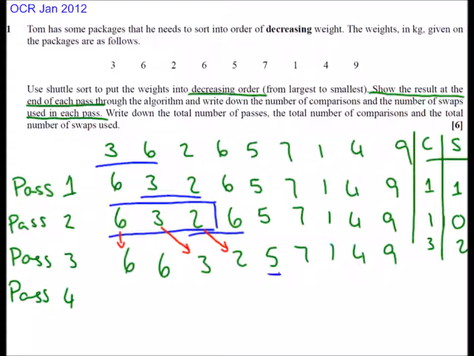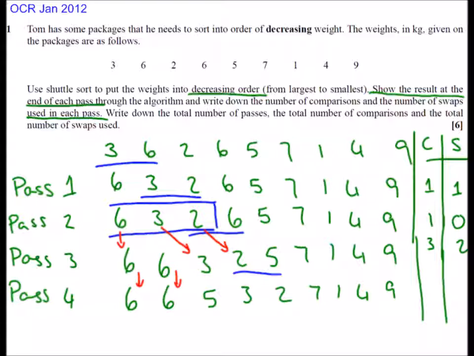On pass number 4, now we're going to compare our 2 and our 5. And again, we're going to move the 5 to the right place in the sorted list. So I know that that's going to be 6, 6, 5, 3, 2. And then everything else just stays the same. And then how many swaps was that? Well, our 6 stayed the same, our 6 stayed the same, the 3's moved, the 2's moved, everything else is the same. So that was 2 swaps and 3 comparisons.